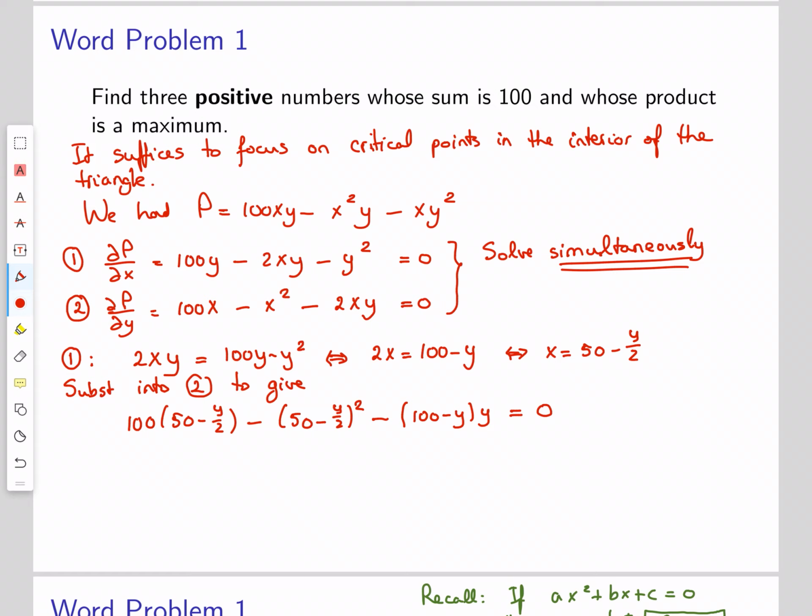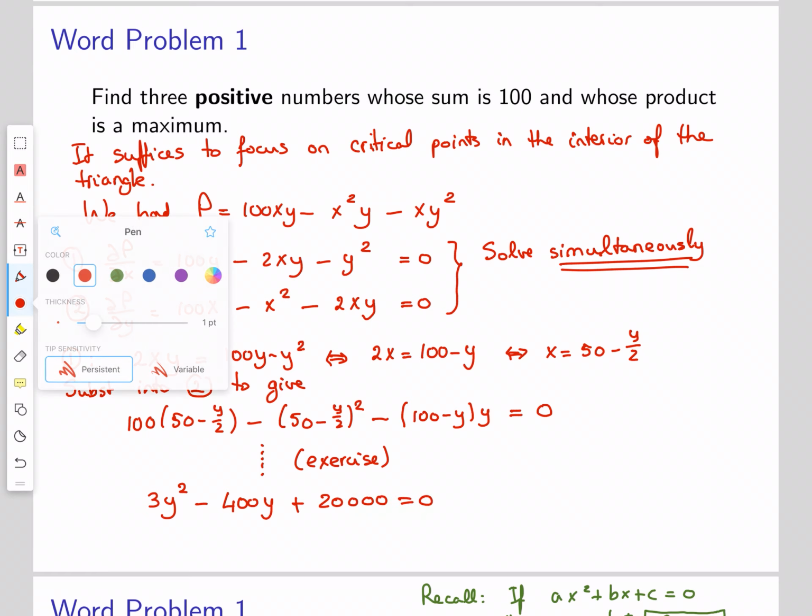So that looks like we're going to get a quadratic in y, so let's work this out. Actually, you know what, I'm going to leave this as an exercise for you to do. That saves us a little bit of time, and I'm 100% confident that you can do this. And when the dust settles, you end up with 3y squared minus 400y plus 20,000 is equal to 0.